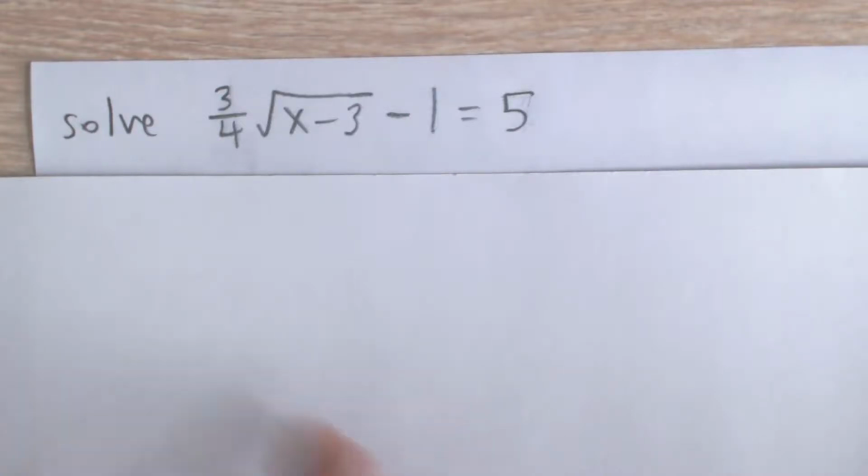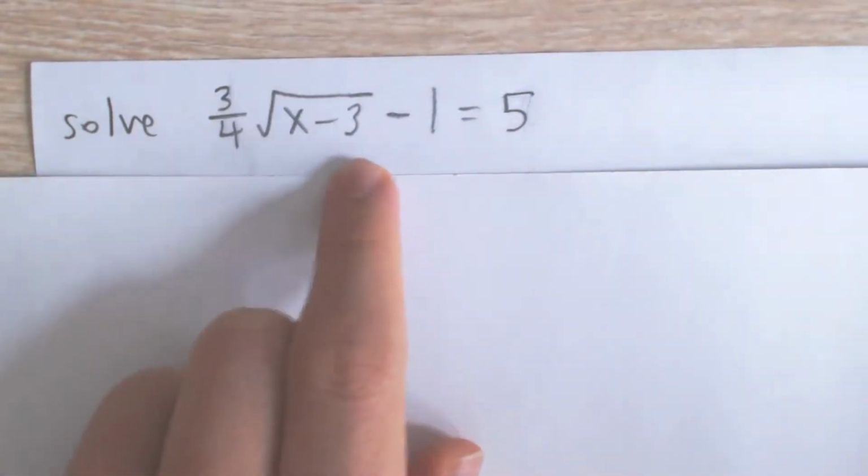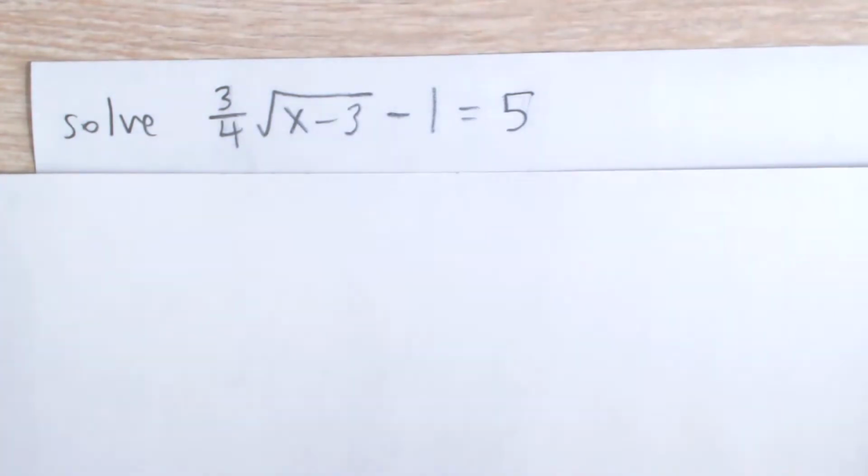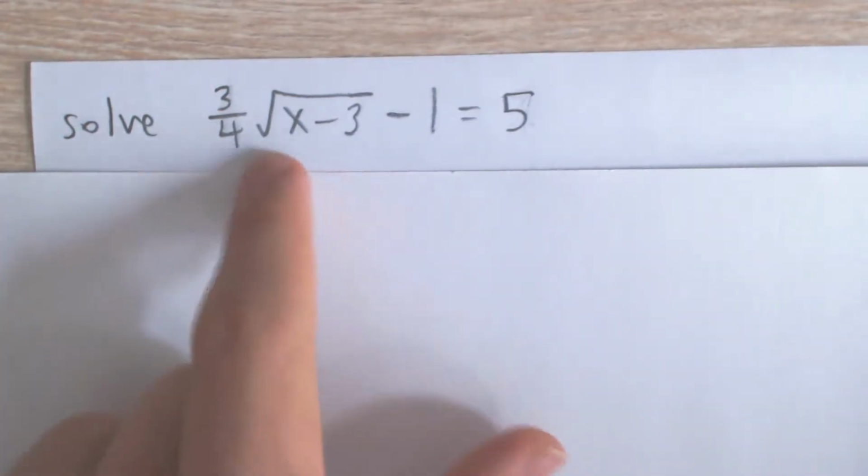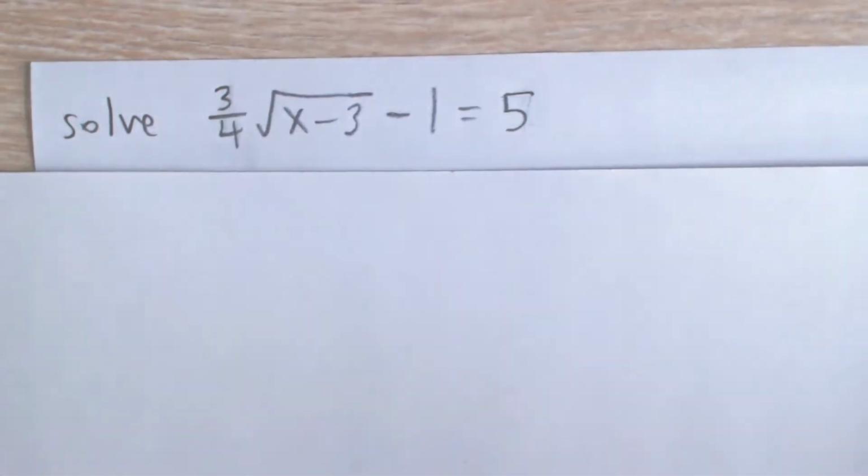Okay, so here we have to solve this radical equation. 3/4 times the square root of x minus 3, minus 1, is equal to 5. And so the way we're going to do this is we want to isolate the radical. Get the radical all by itself, and then we can square both sides.